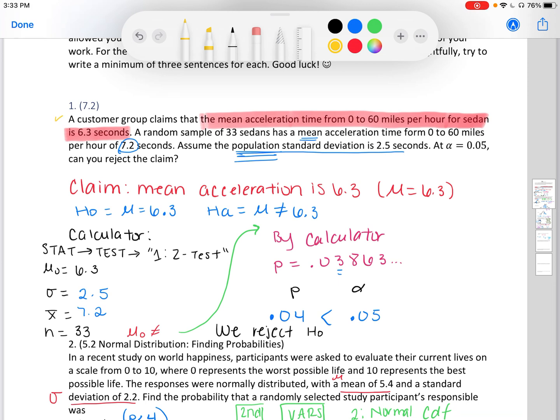This question reads, a customer group claims that the mean acceleration time from 0 to 60 miles per hour for a sedan is 6.3 seconds. A random sample of 33 sedans has a mean acceleration time from 0 to 60 miles per hour of 7.2 seconds. Assume the population standard deviation is 2.5 seconds at alpha equals 0.05. Can you reject the claim?